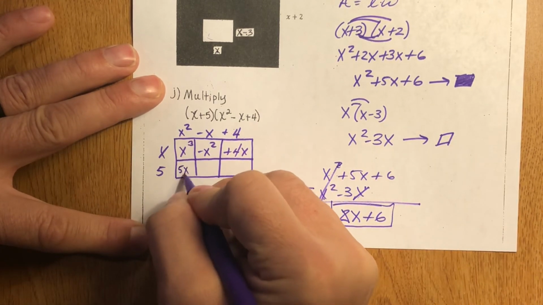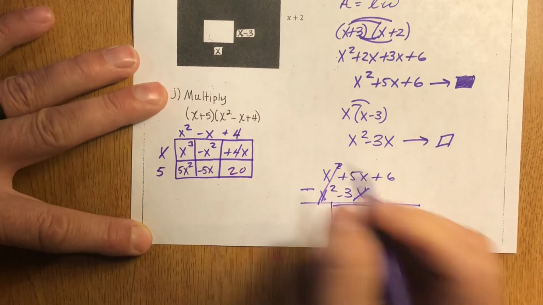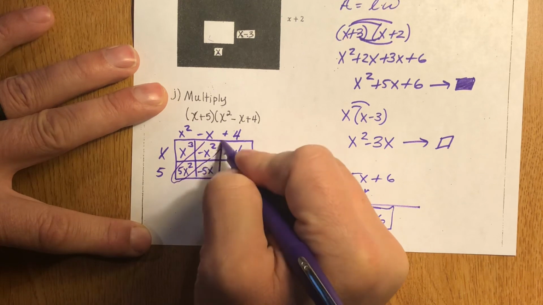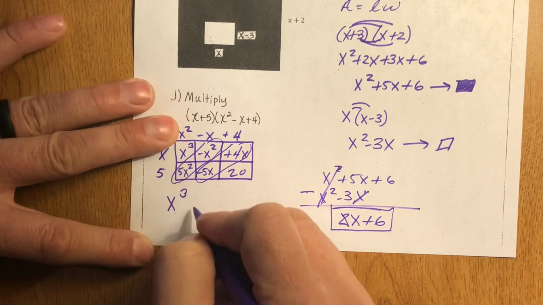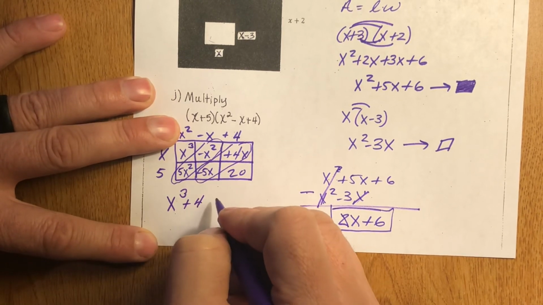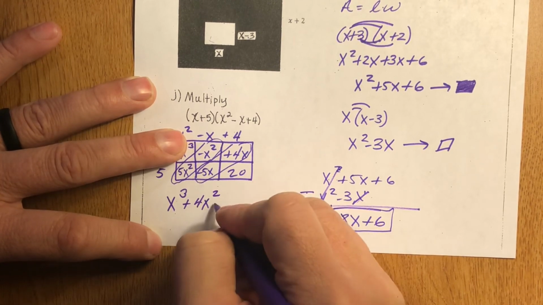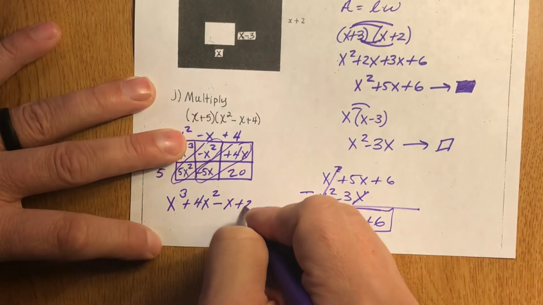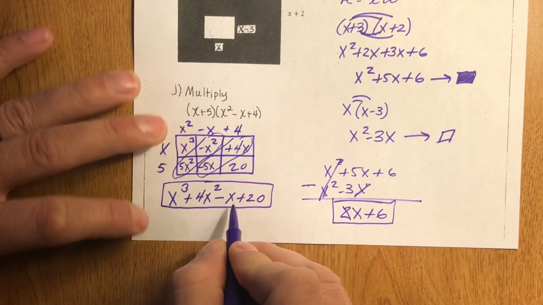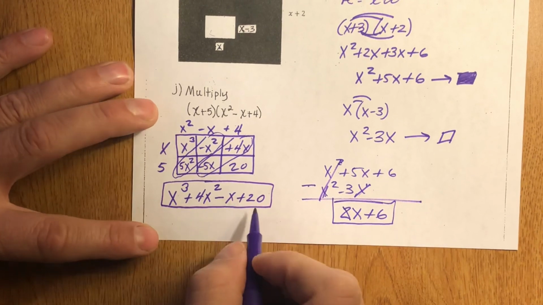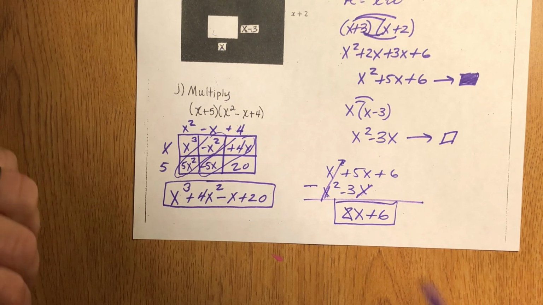5x squared goes in this box. 5x and 20. And once again, if you notice on the diagonals here, these are like terms. So I've got x cubed plus 4x squared minus x and plus 20. And there's my final simplified product after multiplying those two together. Okay, guys, I hope that helped you.